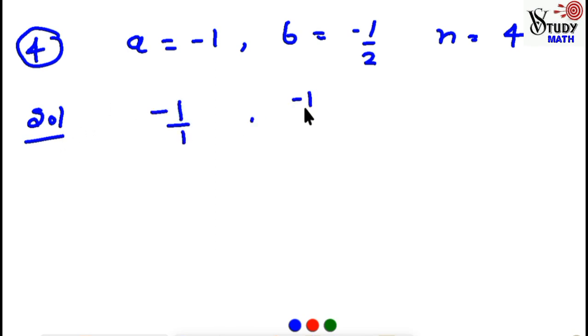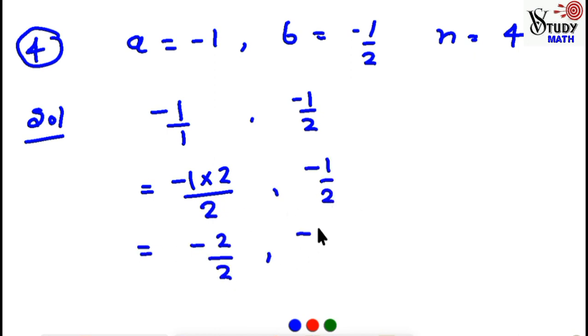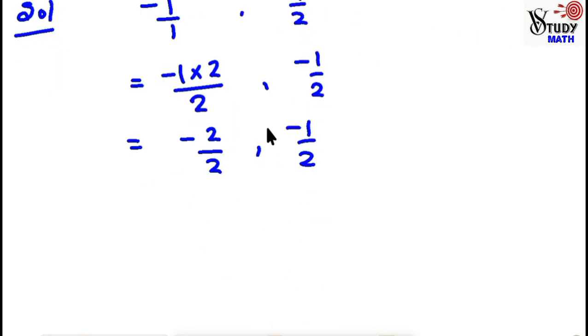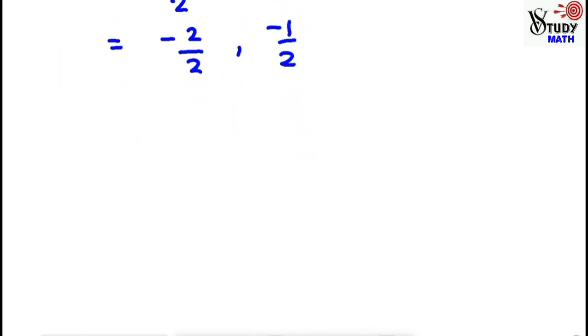So I have to convert this one into 2. So negative 1 is going to be multiplied by 2 and 2, and negative 1 by 2. So now we have negative 2 by 2 and negative 1 by 2. Now you can see both the denominators are equal. So what we have to do now is find 4 rational numbers between them. So n is equal to 4, the number we have to find. We are going to add 1 to this 4 and it becomes 5.